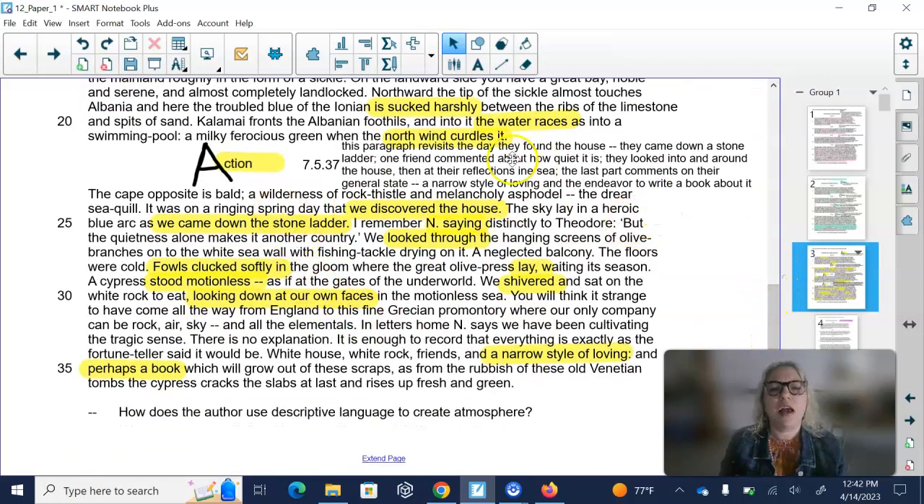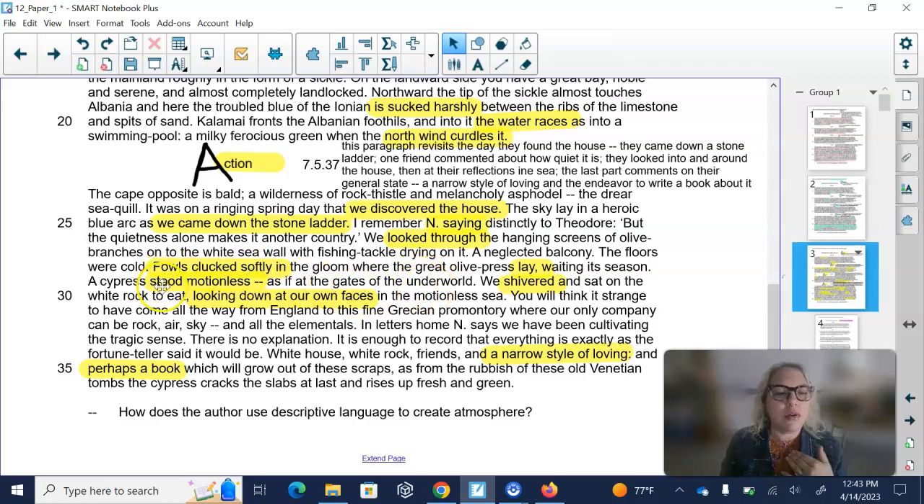In the last paragraph, he revisits the day they found the house, right? It was on a ringing spring day that we discovered the house. They came down a stone ladder. N says to Theodore, the quietness alone makes it another country. They looked through the branches and the growth and to see inside.